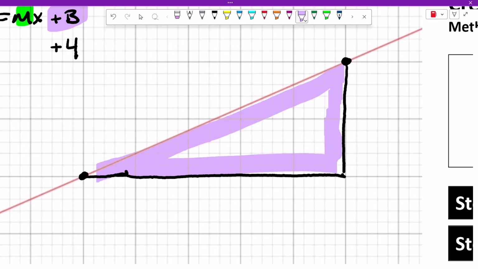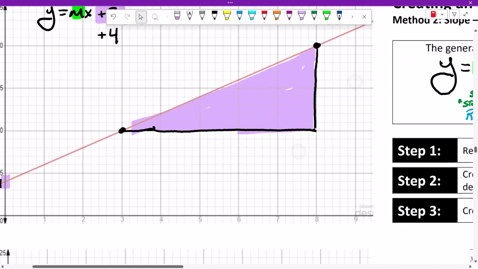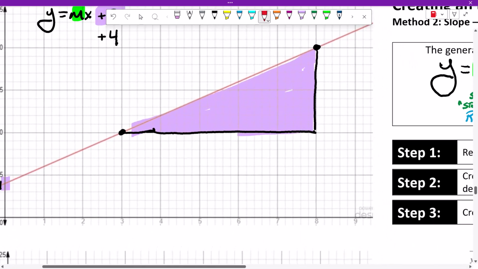So with this triangle that you've made, you have to figure out how long the lines are. The up-down line and the left-right line. You have to figure out how long those two lines are. So let's do this line here first, the one that goes from here to here. How long is this bottom line?